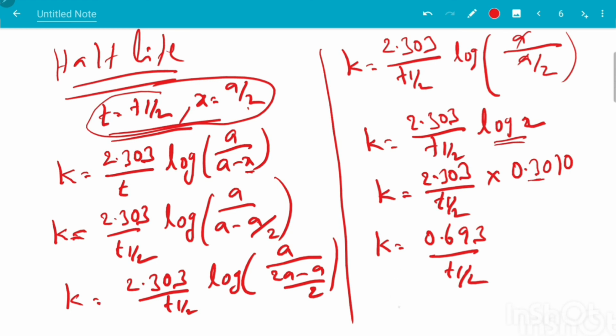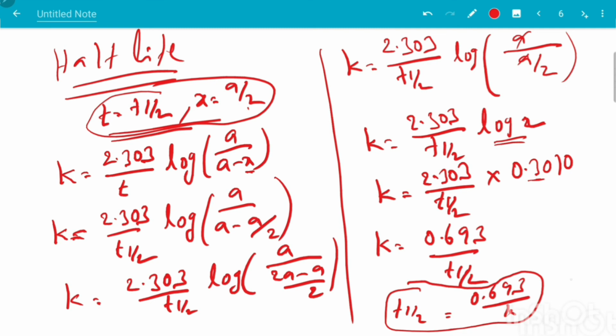Here, finally we get t half equals 0.693 by k. It is the half-life formula for first order reaction. Here the half-life of the first order reaction does not depend on the initial concentration of the reactants. That is, t half equals 0.693 by k.